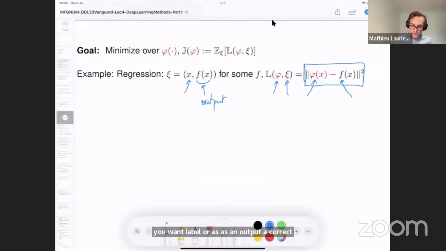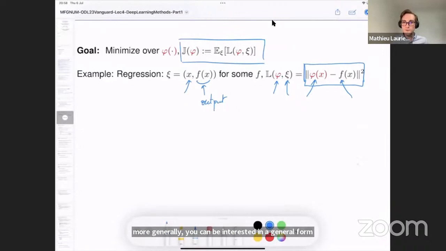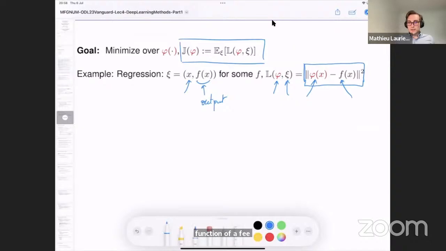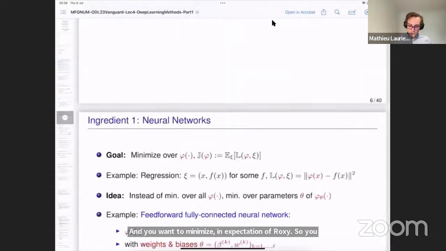But more generally, you can be interested in a general form of this problem where you define a loss function of phi. Phi itself is a function. And you want to minimize L of phi and xi in expectation over xi. So you don't know the inputs. There are many possible inputs, xi. And the problem is that you don't know the distribution.